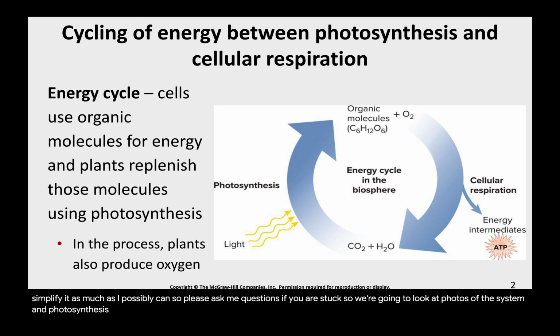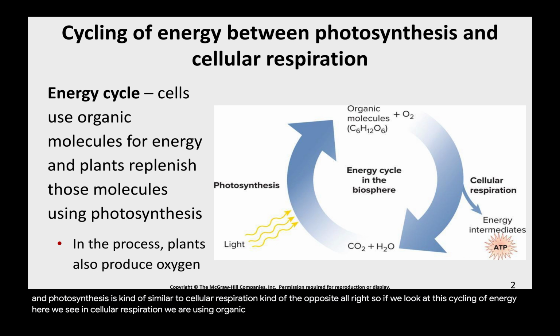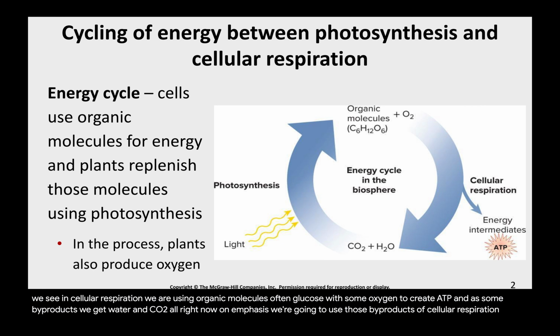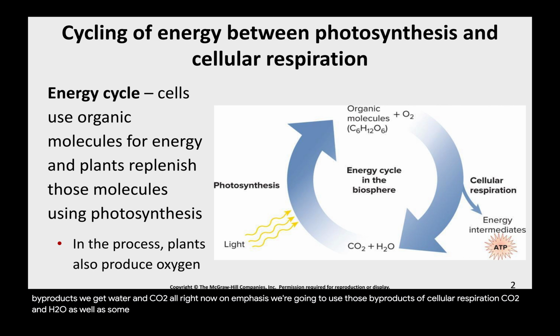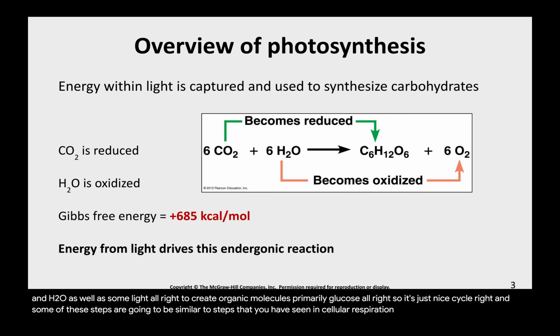Photosynthesis is kind of similar to cellular respiration. It's kind of the opposite, right? If we look at this cycling of energy here, in cellular respiration we use organic molecules, often glucose, with some oxygen to create ATP, and as byproducts we get water and CO2. Now in photosynthesis, we use those byproducts of cellular respiration, CO2 and H2O, as well as some light, to create organic molecules, primarily glucose. So it's this nice cycle, and some of these steps are going to be similar to steps that you have seen in cellular respiration.